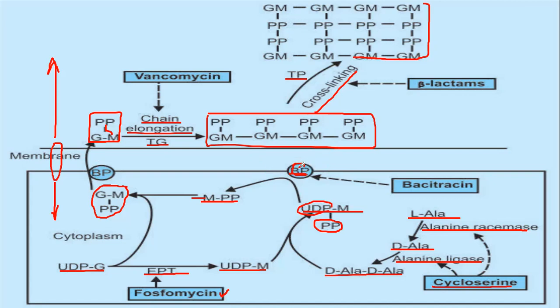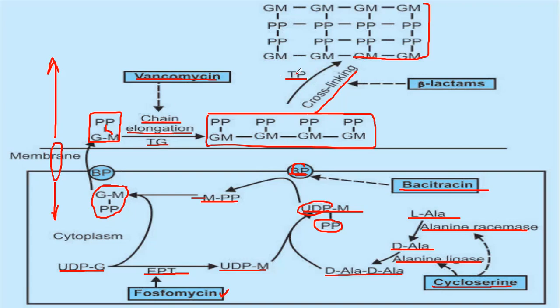Okay, and you can inhibit bactoprenol by the compound or the drug bacitracin. Also, you can inhibit chain elongation by inhibiting the enzyme transglycosidase by using glycopeptides, with vancomycin being the prototype of the glycopeptides. You also have other glycopeptides such as teicoplanin, oritavancin, dalbavancin, telavancin.